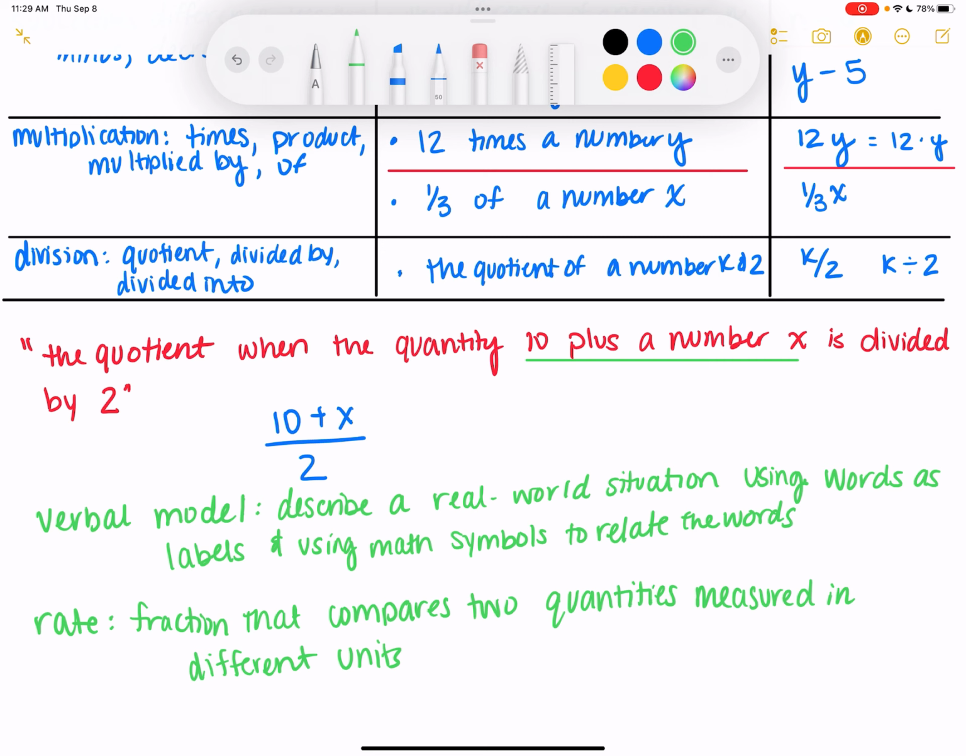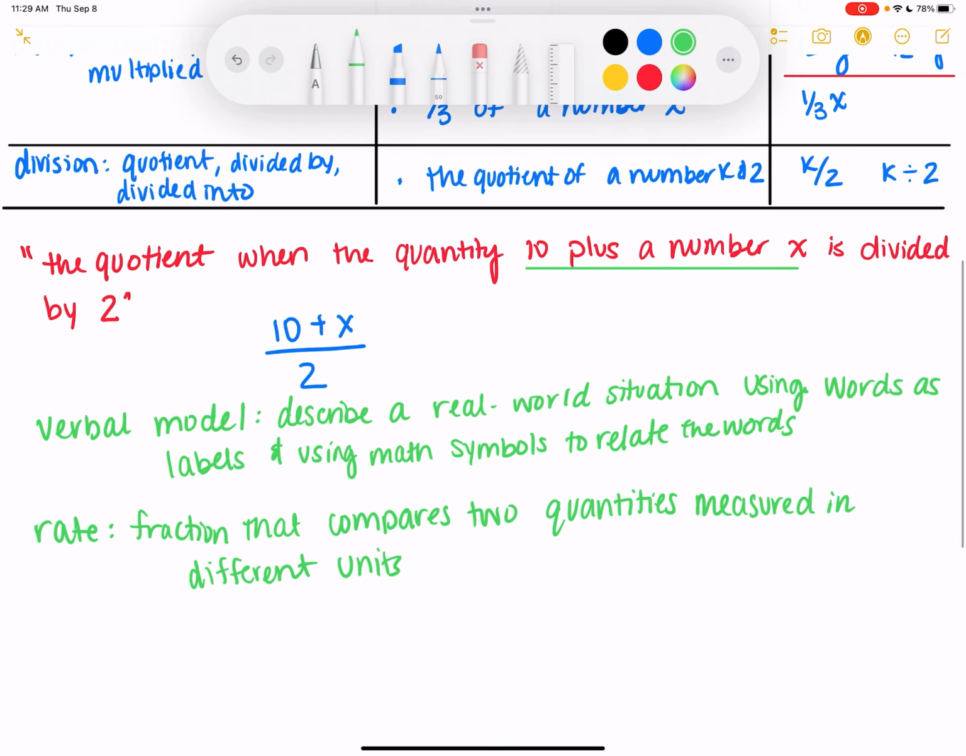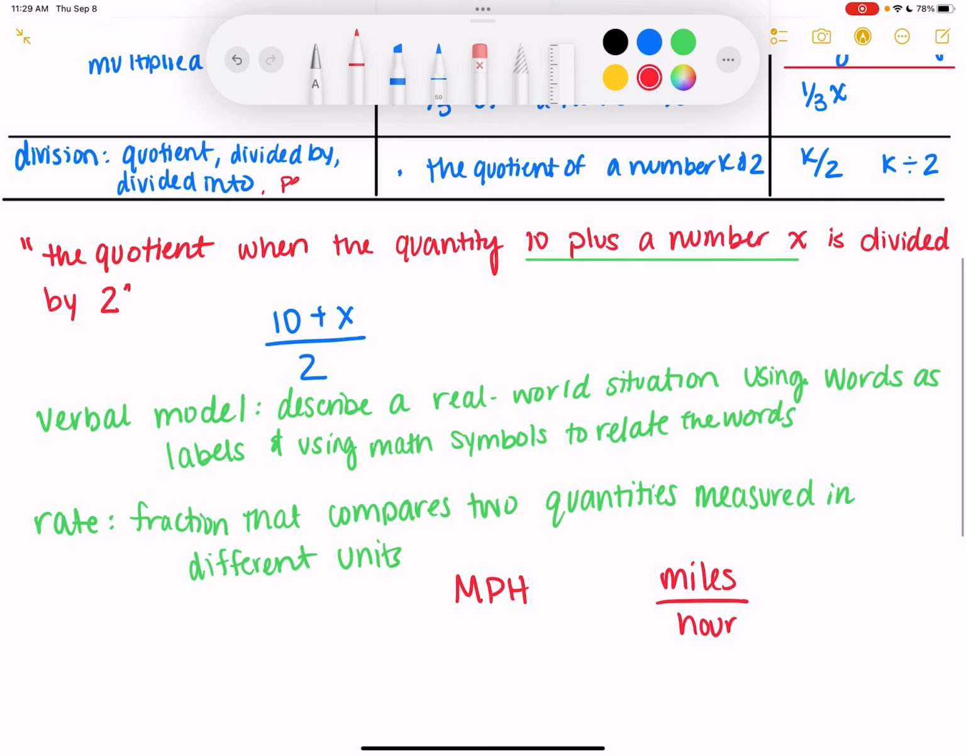So on the road you would see that as something like MPH, meaning miles per hour. In math, we would write it as miles over an hour. So miles per hour. So that's another one. I probably should have added to division, if you see the word per, more so when that's really small, when you're doing rates, that's going to indicate that you're doing a rate.